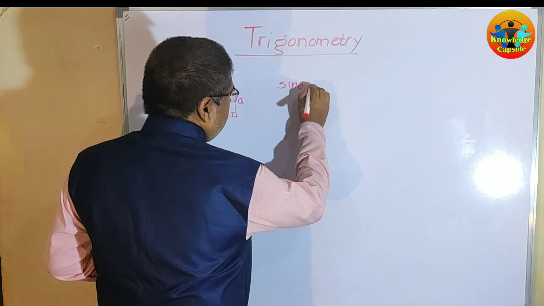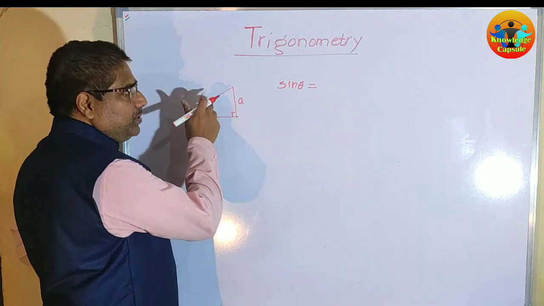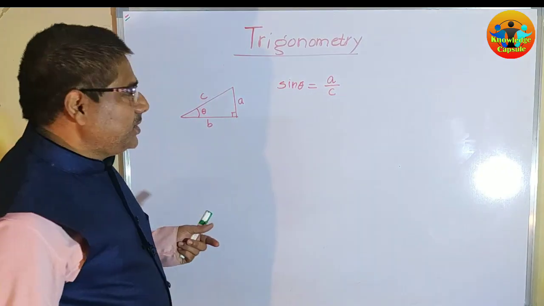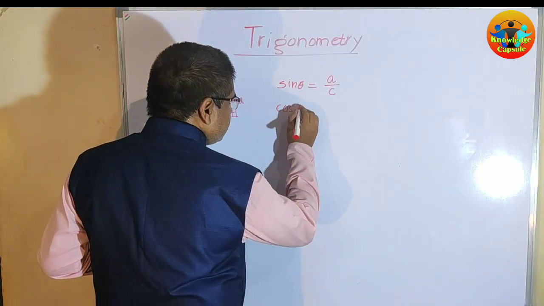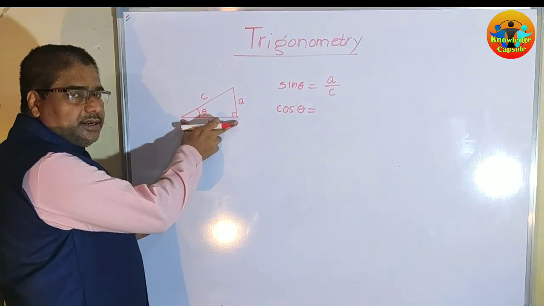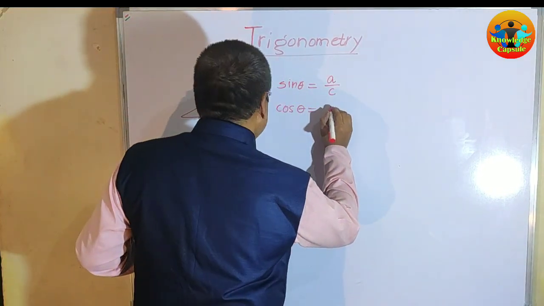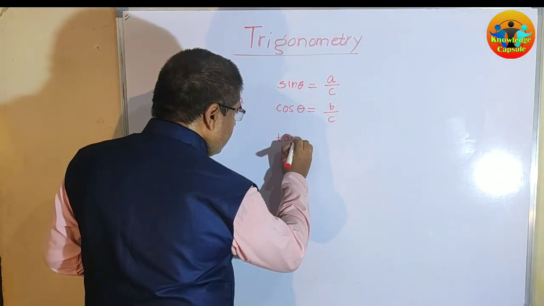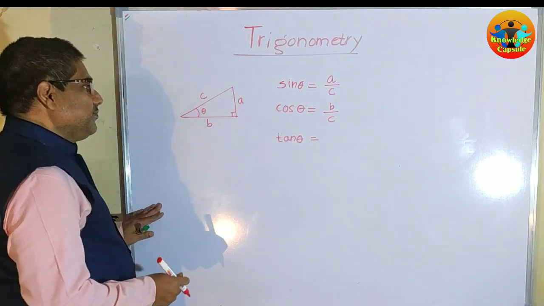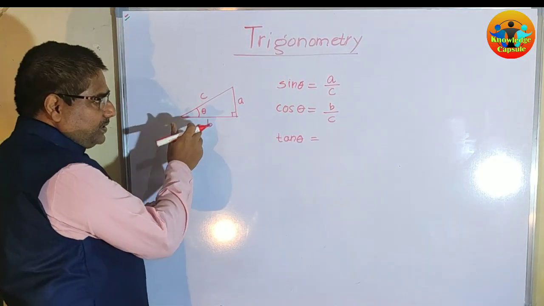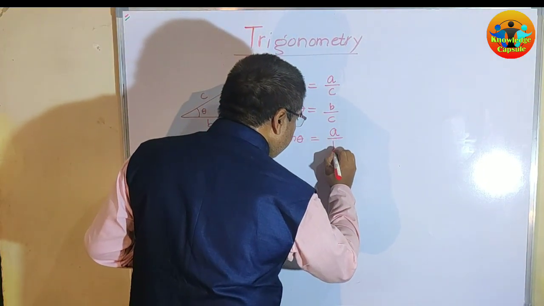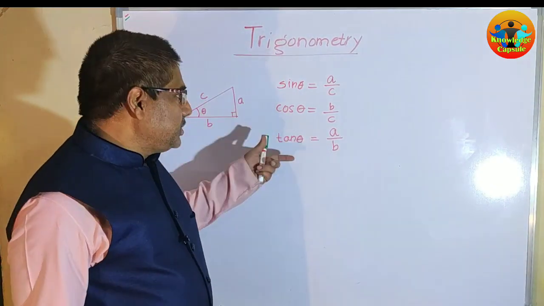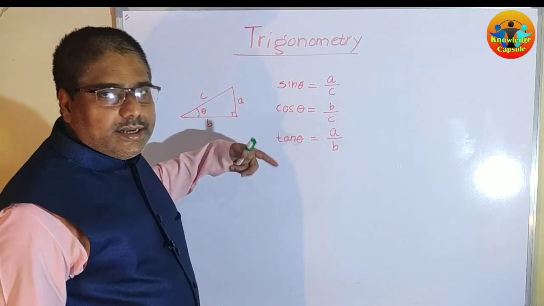Sine theta is equal to opposite side upon hypotenuse, that is A by C, and the cosine ratio, that is cos theta, is defined as adjacent side upon hypotenuse, that is B by C, and the third ratio tan theta is defined as opposite side by adjacent side, A by B. From these 3 basic ratios, we can relate sine, cos and tan theta.